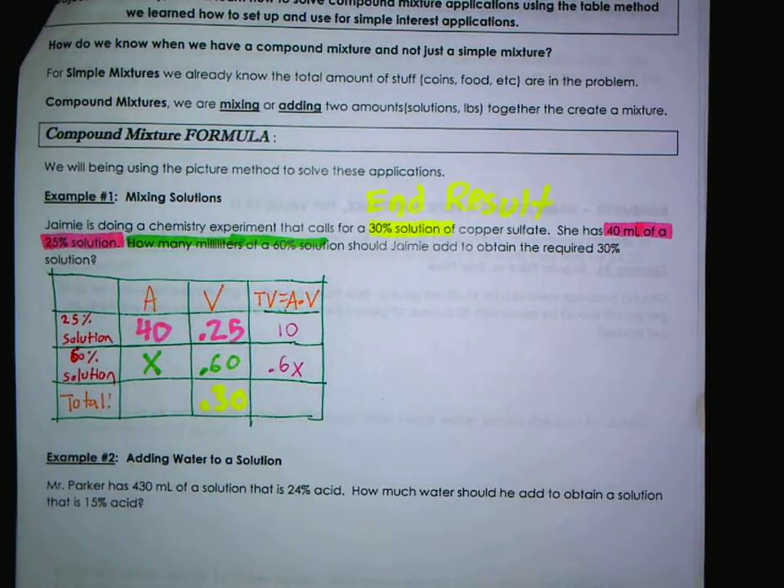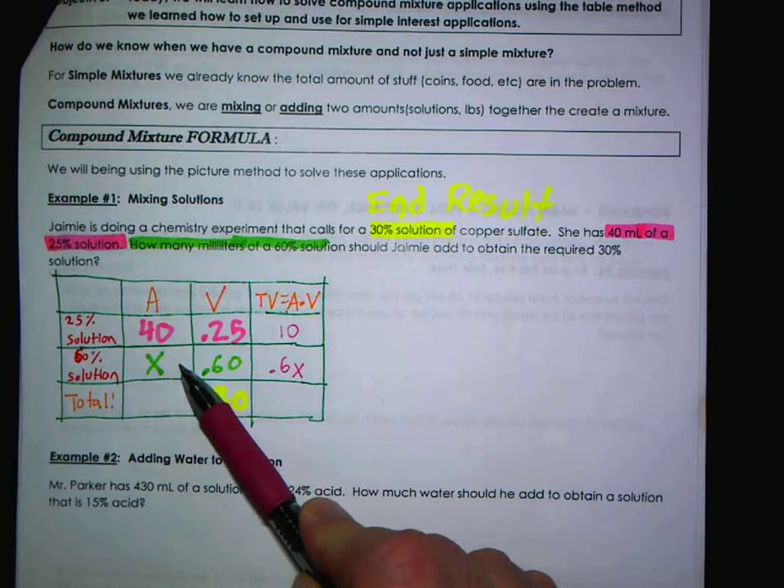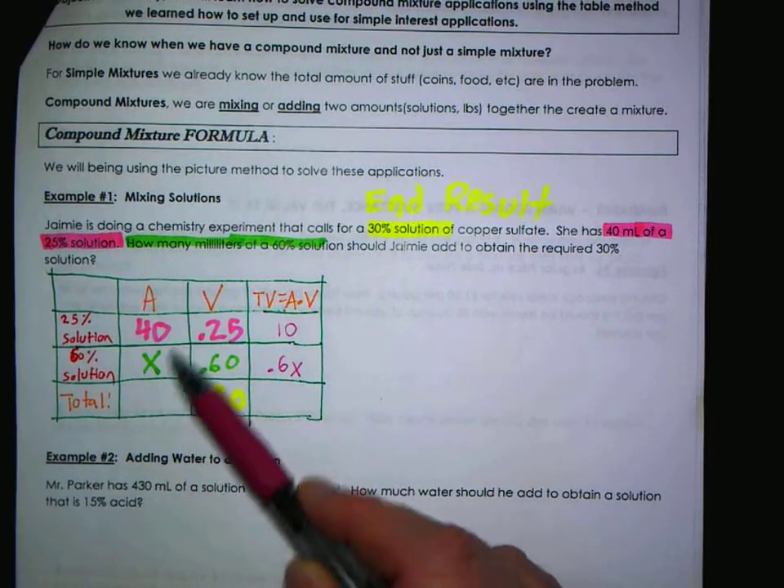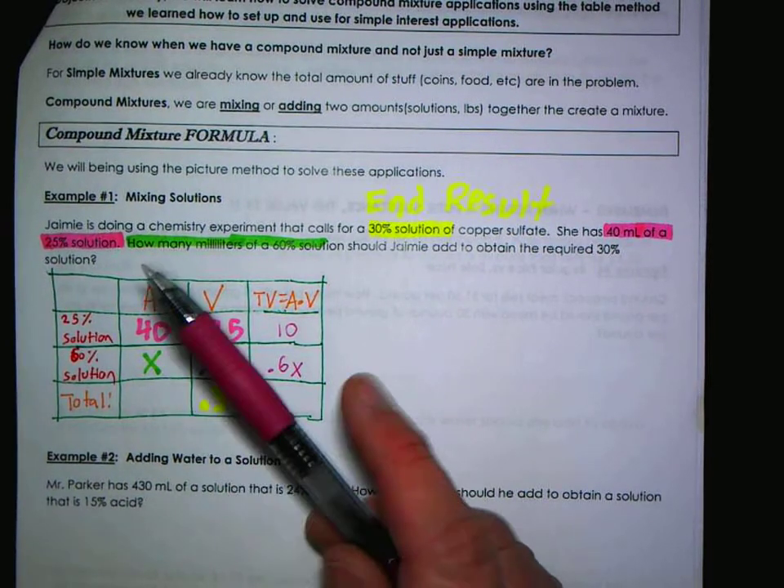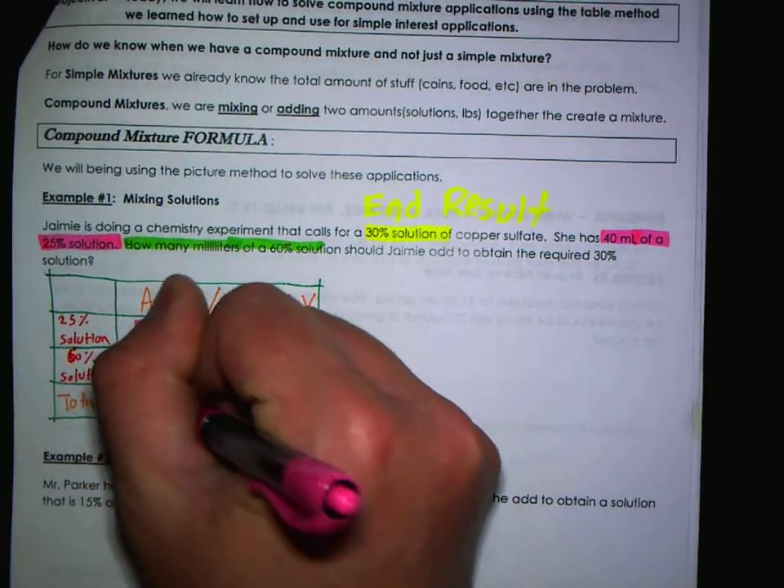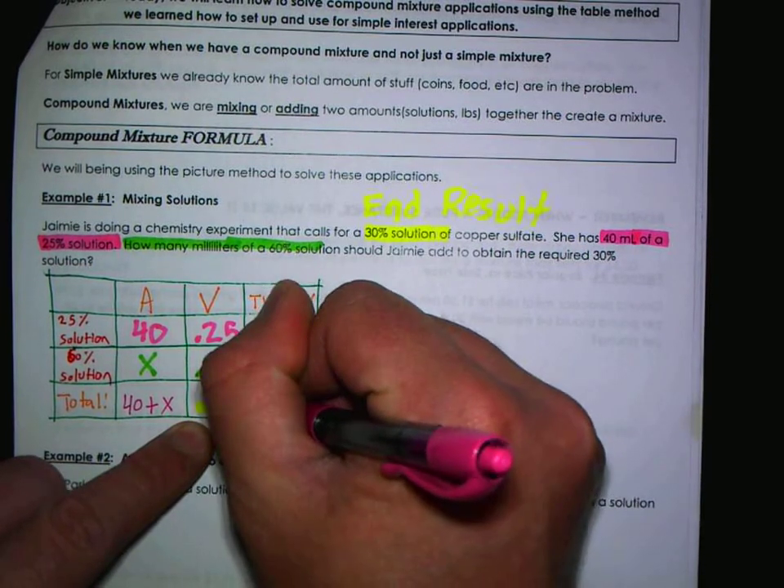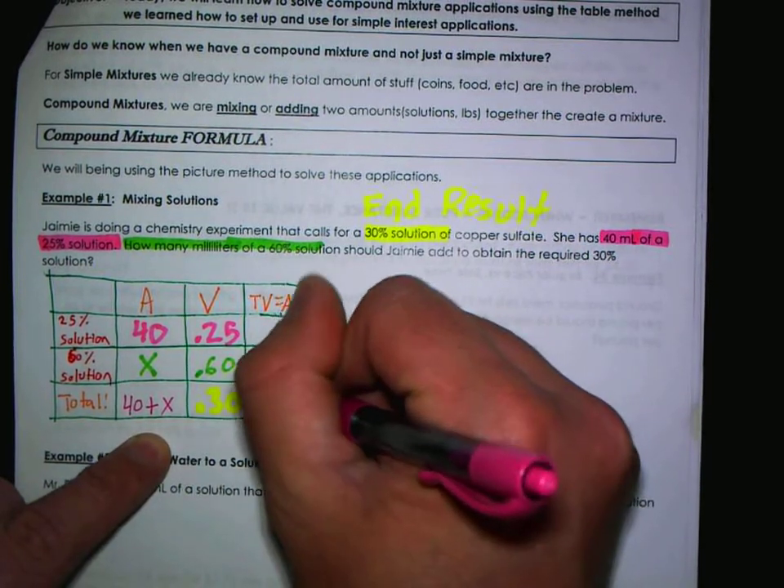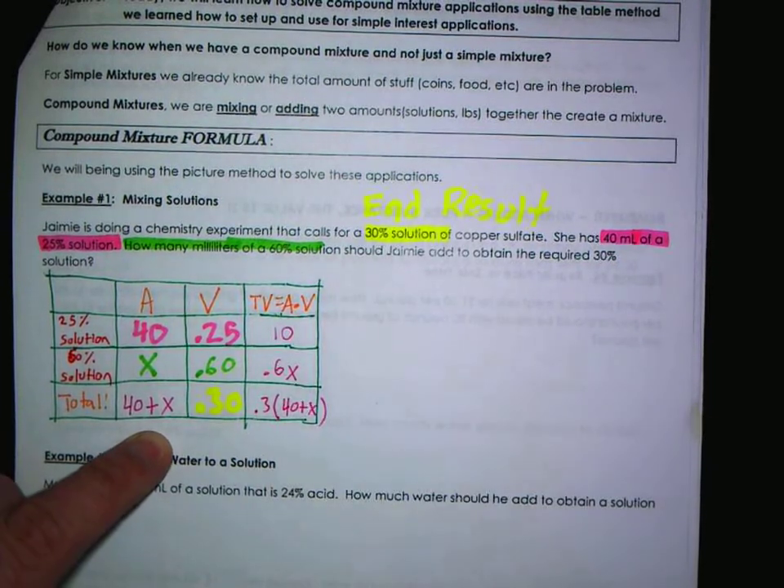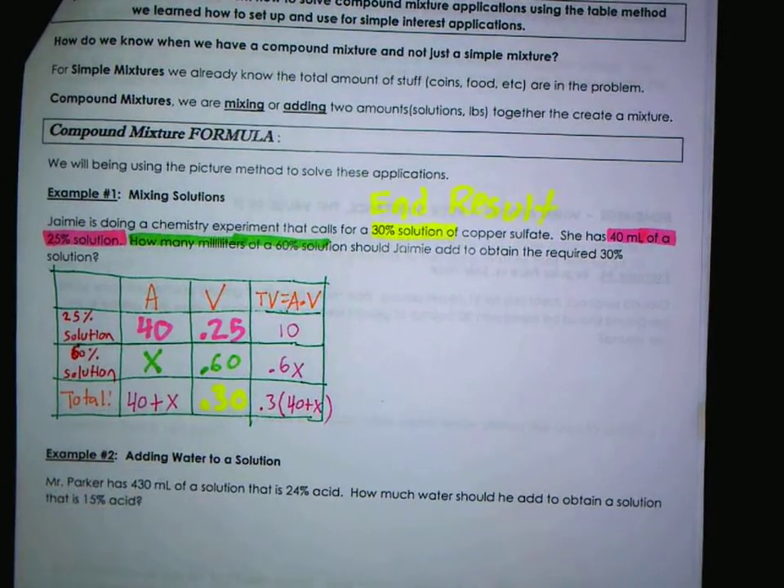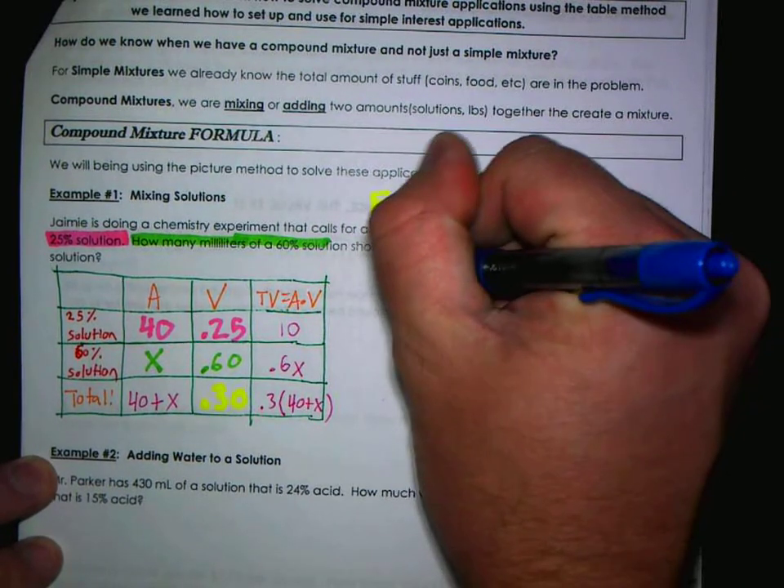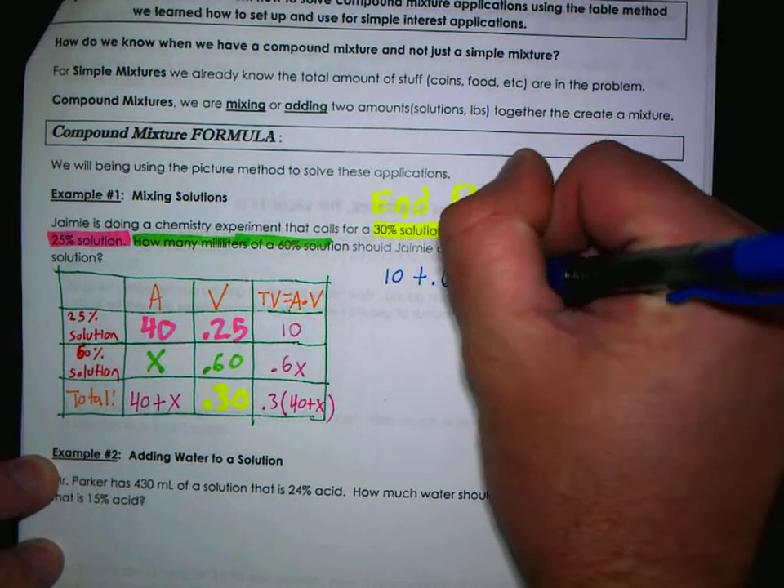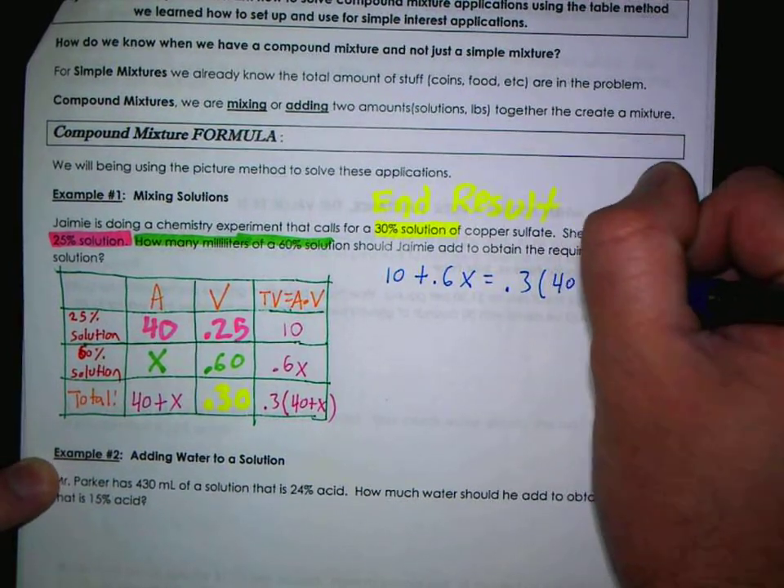I don't like the 0, so I'm going to get rid of it. Now, what do you think goes here? Total. If we have 40 here and x here, what would this be? Not 40x, that'd be 40 times the amount, right? But if I have 40 and x, that is 40 plus x times a 30% solution. I was about to put my x first because I like the x first. And now I have a sentence I could write out. I have this plus this is equal to this. So 10 plus 0.6x equals 30% of that first mixture and the second mixture.